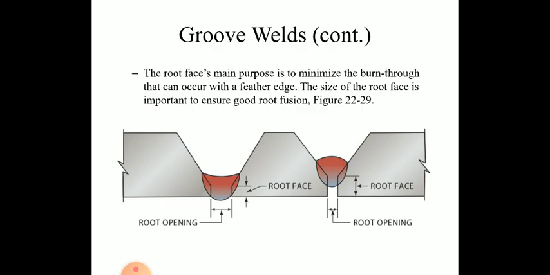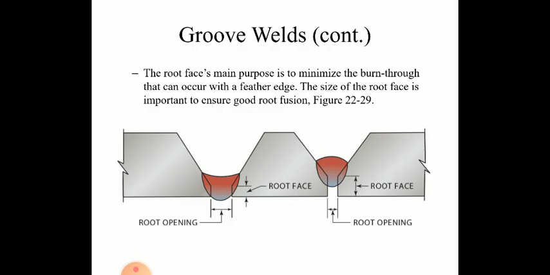As you can see, the root face's main purpose is to minimize the burn through that can occur. You can see here, यहाँ पे क्या रूट ओपनिंग ज़्यादा होने की वजह से क्या हो रहा है, जो वेल्ड मटेरियल है, उसके निकलने के चांसेस ज़्यादा हो रहे हैं. But when you control the root face, the root opening becomes less, and due to that particular size the melting throughout the particular location is to be maintained. So that's why this root opening is very much important.